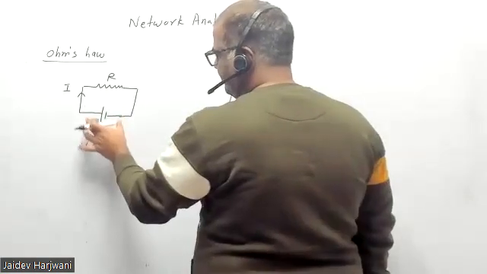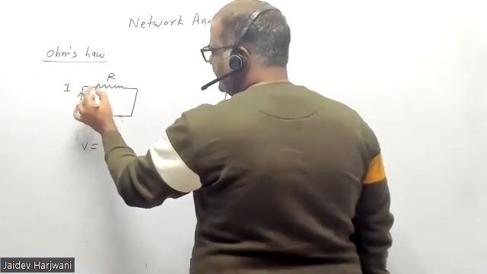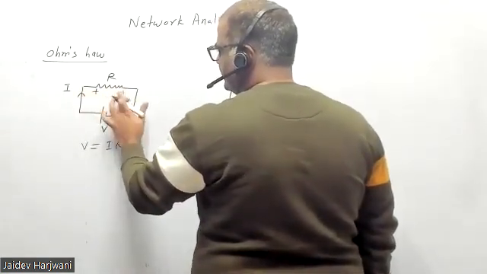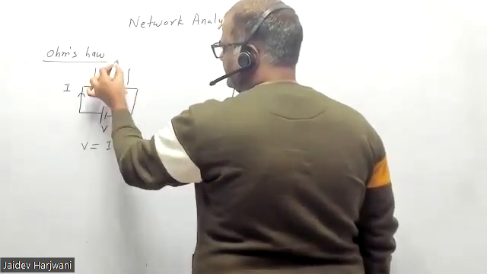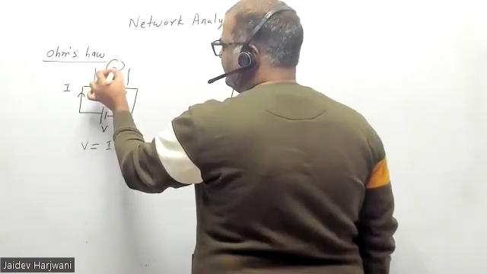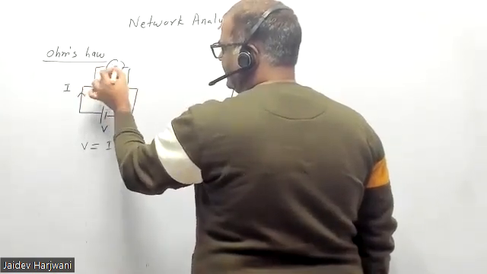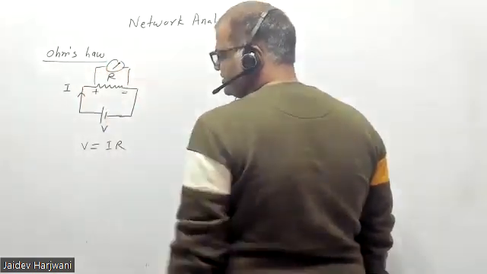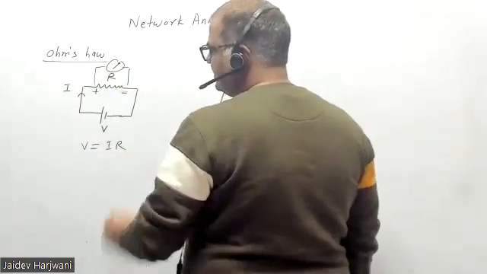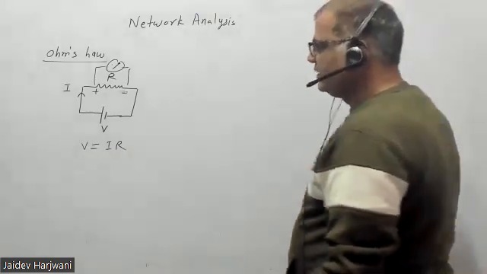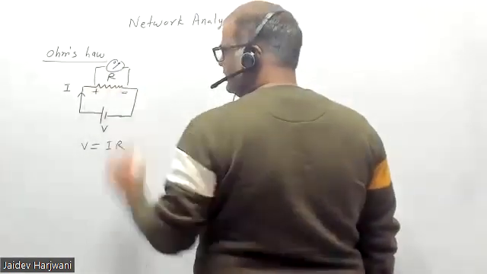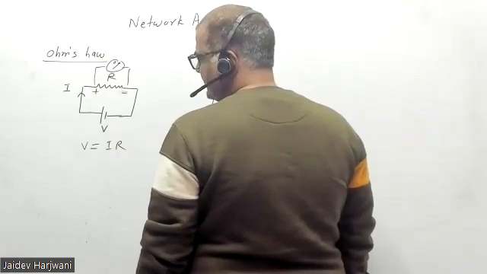So if I measure the voltage here, if I put a voltmeter here, a digital voltmeter, or any voltmeter, it will give me a positive value. So this V will be equal to IR, a positive value. That is your Ohm's law. Say this is 0. I'm putting a digital multimeter.